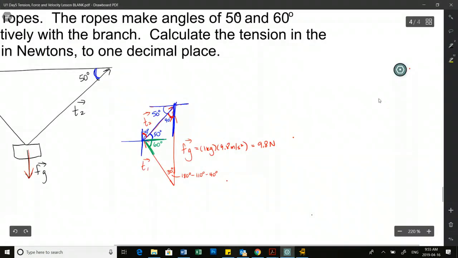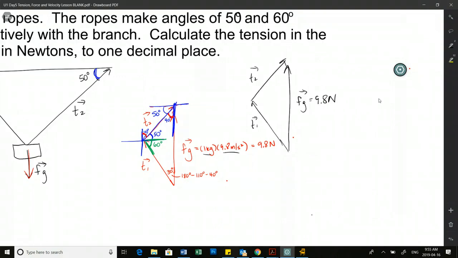simplify for you guys what we just figured out in here. We figured out that the two tensions, tension 1 and tension 2, must counteract the force of gravity if this is at equilibrium. So this is the opposite vector that's counteracting the force of gravity. We found this to be 9.8 newtons by doing mass times acceleration due to gravity. Is T1 6.7 newtons? Yes, it is.